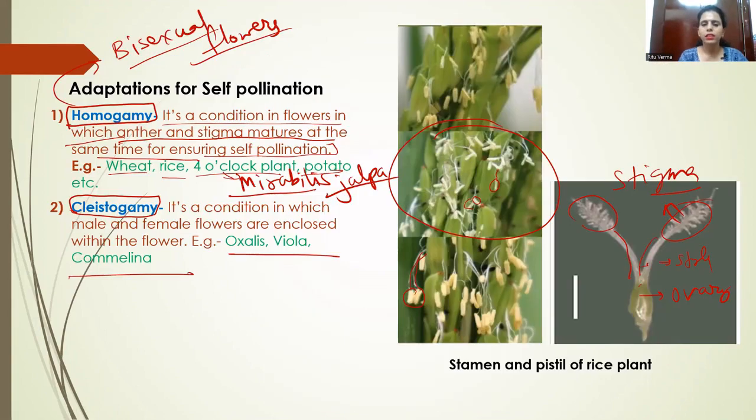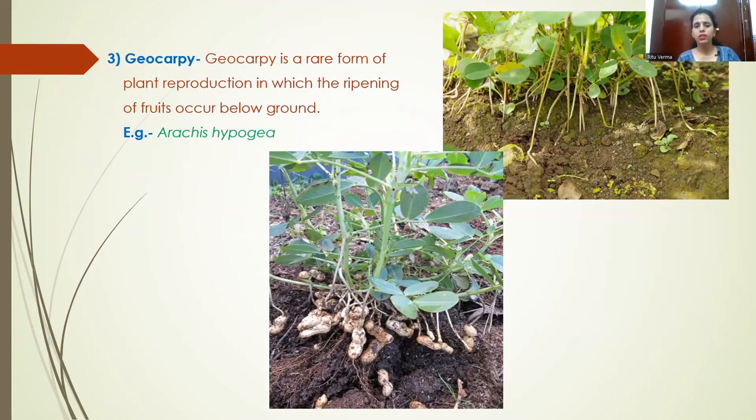The third adaptation for self-pollination is geocarpy. What happens in geocarpy is that after the process of pollination, the development of the fruit occurs inside the soil, or below the ground. The best example for this is Arachis hypogaea, commonly known as groundnuts or peanuts.